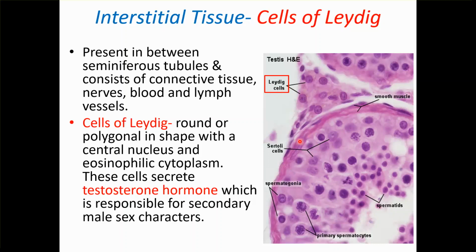You can also see the other cells. So this is the smooth muscle covering the seminiferous tubule, and from the base, if you start, these are the spermatogonic cells, then you have the primary spermatocyte, which is large, then the secondary spermatocyte over here, then you have the spermatid, and then towards the lumen we should look for the sperm.